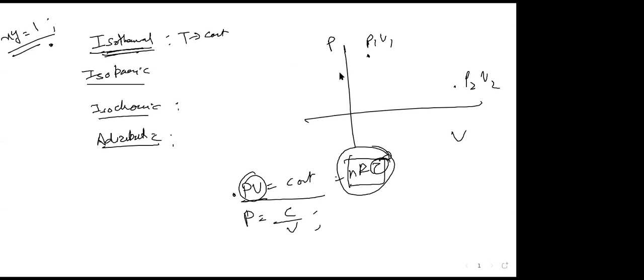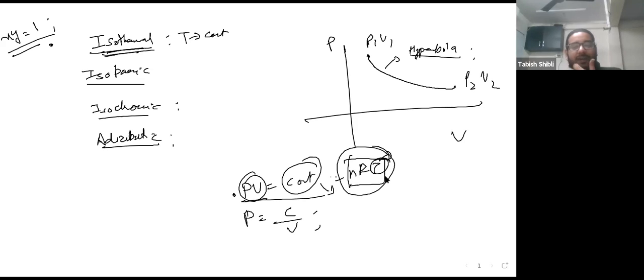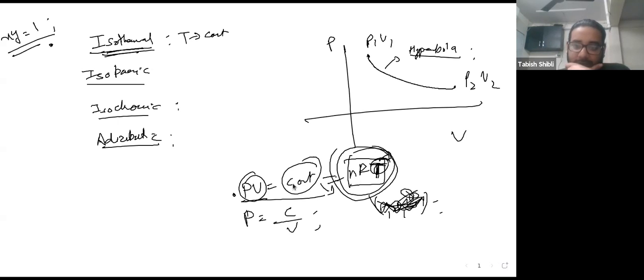A hyperbola, absolutely. So essentially this curve is a hyperbolic curve, with the equation PV is equal to whatever constant you have. You can calculate the value of the constant. No, that is adiabatic, sorry. You can just put in the value of temperature here, whatever temperature it is in this nRT, and calculate the constant. But the fact is that it's a hyperbola.